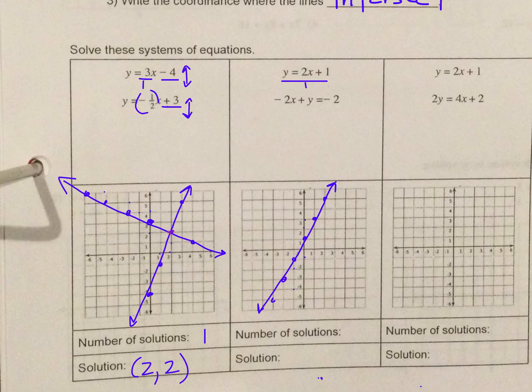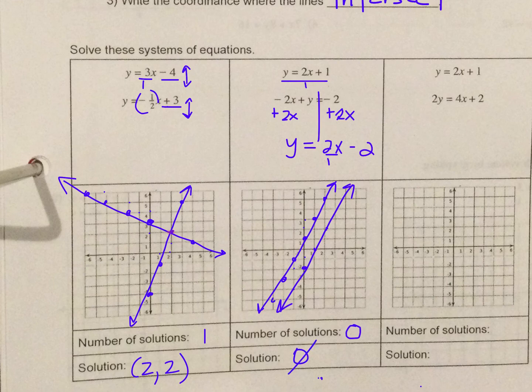All right, I have a problem with this one. It's not y equals mx plus b. So I'm going to have to move that 2x. Then I'm just going to rewrite my problem. Y equals, I put the x first, 2x minus 2. So let's graph this one. We start at the -2, rise 2, run 1, rise 2, run 1. So these lines have no solutions because they never touch. And we write that with the circle with a line through it.